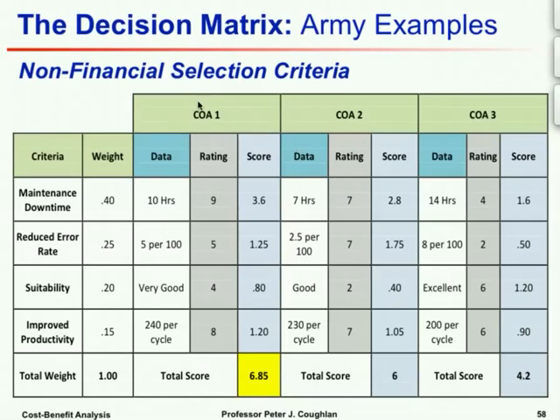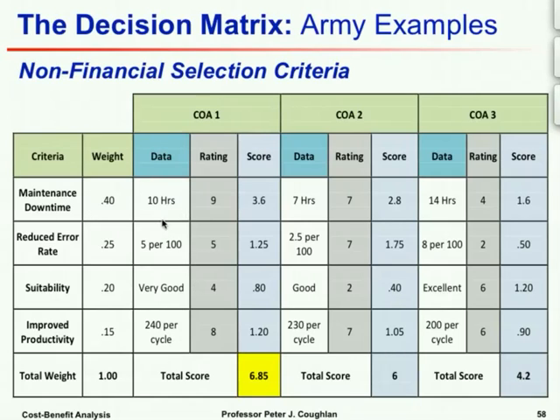So here we have course of action 1, course of action 2, course of action 3. And this is how they were rated in the example in the reading according to the non-financial selection criteria. Here are the different non-financial criteria: maintenance downtime, reduced error rate, suitability, improved productivity. The weights, which again total to 1. The data: notice that you put in the data. So what's the maintenance downtime? 10 hours, 7 hours, 14 hours. Reduced error rate, 5 per 100, 2.5 per 100, 8 per 100. Suitability, very good, good, excellent. Notice there are numerical measures, objective measures, subjective measures, different sorts of measures, and you put the measurement along each criterion here.